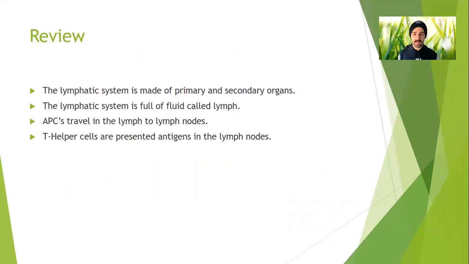So in review, the lymphatic system is made of primary and secondary organs, and they're heavily involved in the immune system. The lymphatic system is full of a fluid called lymph. We know that those antigen presenting cells travel through the lymph to the lymph nodes where they do their presentation, and the T helper cells in the lymph nodes coordinate the rest of the immune response. So it puts a location to all of the different things we've been learning about over the last few videos. I hope this helped.